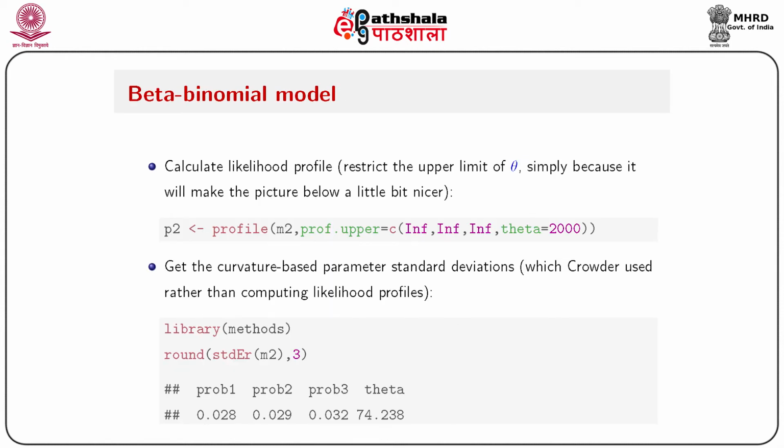Calculate the likelihood profile, restricting the upper limit of theta simply because it will make the picture below a little bit nicer. So P2 equals, say, profile M2, prof.upper equals c(infinity, infinity, infinity, and theta equals 2000). Get the curvature based parameter standard deviation which Crowder used rather than the likelihood profile. So library(methods), then round(stdEr(M2), 3). The standard error will be provided by this for prob1, prob2, prob3, and theta.